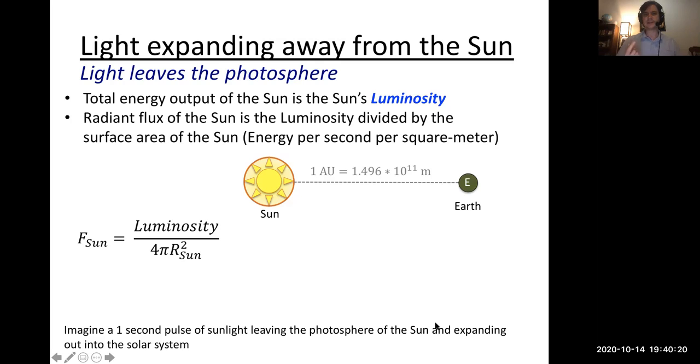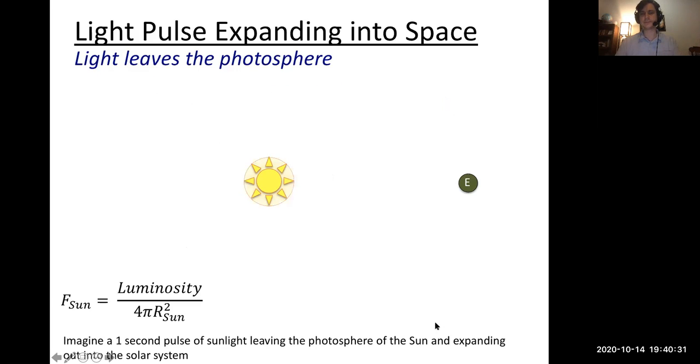Just imagine that we flick the sun on for 1 second and then turn it off. So we're going to see that pulse of light go out through the solar system. And we're going to imagine that pulse of light going out into the solar system until it reaches the Earth here where we are. So we flick the sun on for 1 second and then we turn it off. It's sending out all the energy that the sun gives off in 1 second. So really, the entire amount of energy in this pulse is equal to the luminosity of the sun.